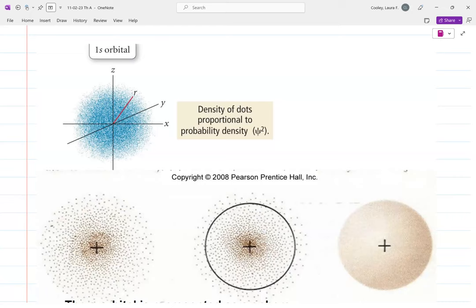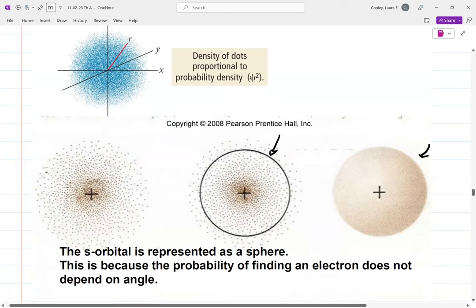A lot of times in books, you actually see a sphere like this for an S orbital. What that sphere actually is, what this circle is here, is it's enclosing the sort of 90% probability region of where you would find that electron. The reason it's a sphere is because the probability doesn't depend on angle. It's the same at any angle. That is characteristic of an S orbital.